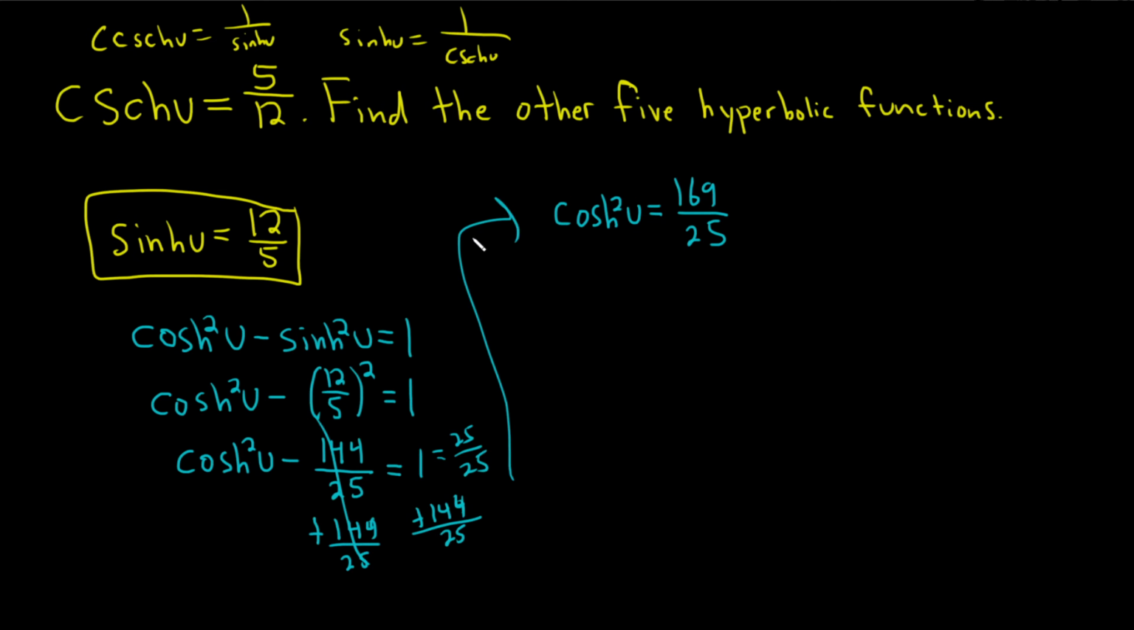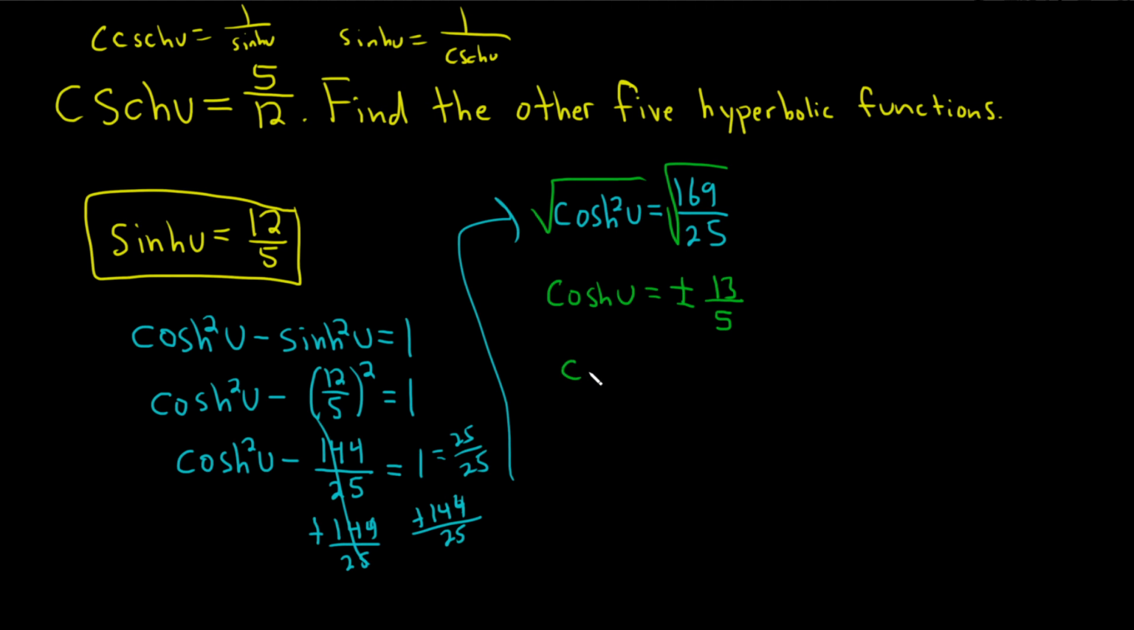Okay, so now we need to get rid of the square. So we can just take the square root of both sides. And whenever you take the square root and you have a variable squared like this, you do get a plus or minus. So the hyperbolic cosine of u is equal to plus or minus, and then you take the square root of 169, which is 13, and the square root of 25, which is 5.